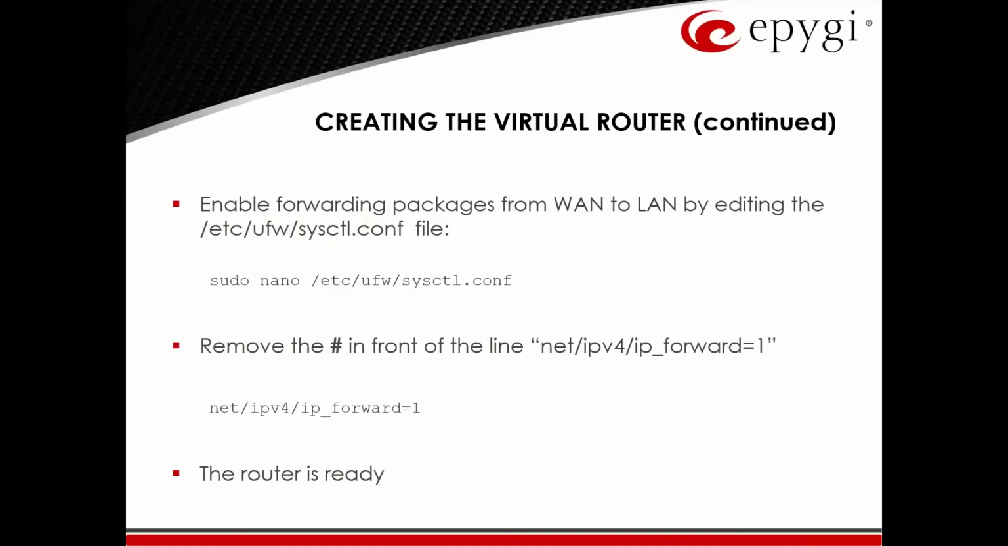We enable forwarding packages from WAN to LAN by editing etc ufw sysctl.conf as shown. And we remove the hash mark in front of the line shown. The router/reverse proxy server is now ready to use.